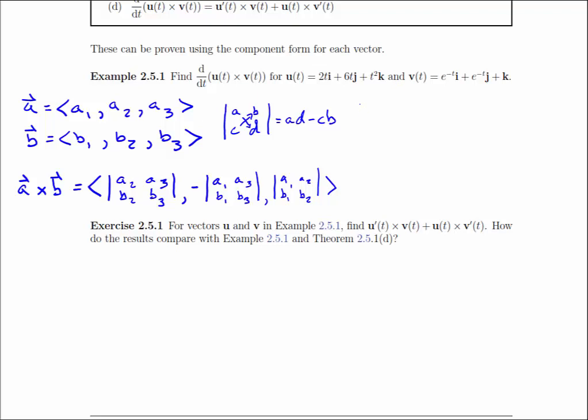So if I have u of t crossed with v of t, this is going to equal the determinant of, for the first component, we want to skip the first components here. So I'm going to use the second components, 6t and t squared, and then e to the negative t and 1.